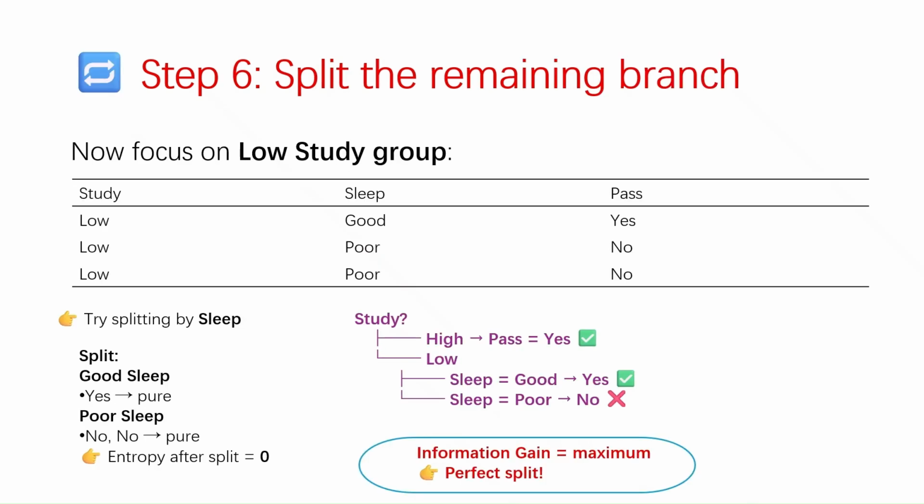Now focus on the remaining messy group, low study. We try splitting again, using sleep. Good sleep, yes. Poor sleep, no. Now everything becomes perfectly clean. Entropy becomes 0. Perfect separation. So now we have our final decision tree. Study first, then sleep if needed. The model has turned messy data into clear rules.